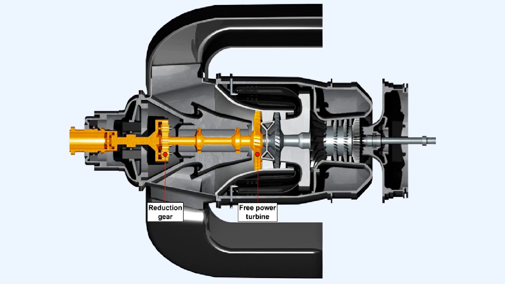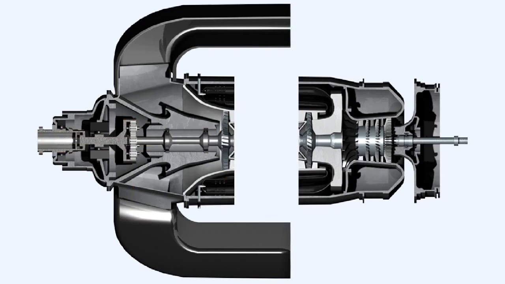A free turbine, sometimes called a free power turbine, is a turbine which is not connected to the compressor. It's connected only either to the propeller or to the rotor reduction gearbox. The fact that it's not connected to a compressor allows a free power turbine to seek its own optimum design speed, rather than that of a compressor.